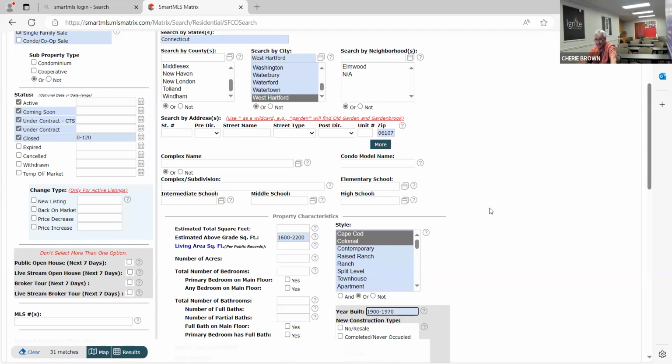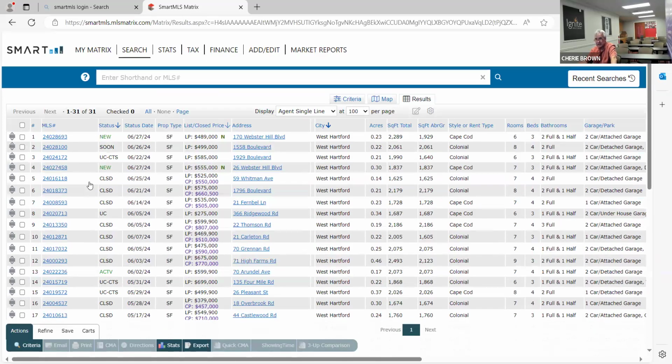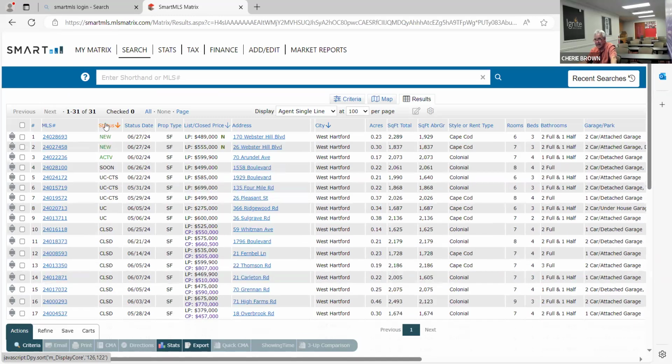So for right now, in all the categories, we've got 31 properties. Between the square footage, the zip code, Capes and Colonials, and the year built, I'm going to go with that, 31 matches. I'm going to click on results, and they all come up. I'm going to click on status, because if you do that, it lines it up where the new and the actives show up first, then the under contracts, and then the closed properties.